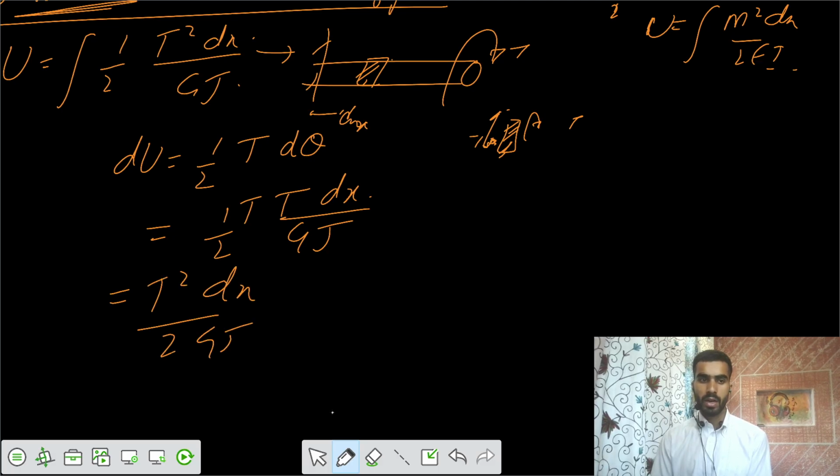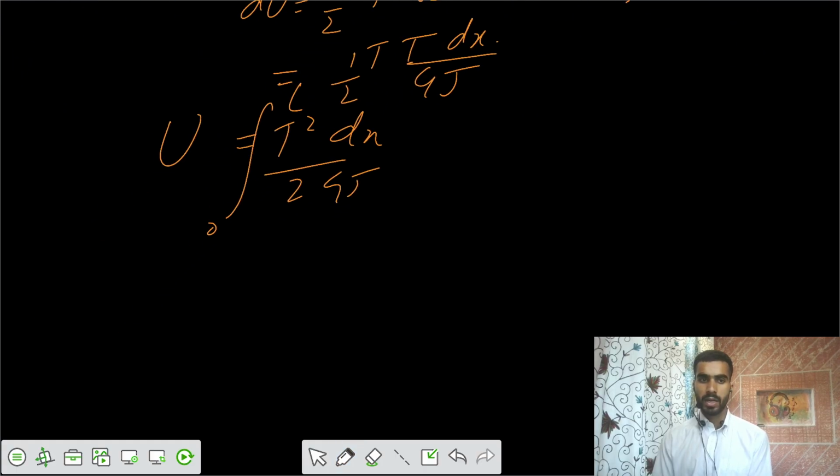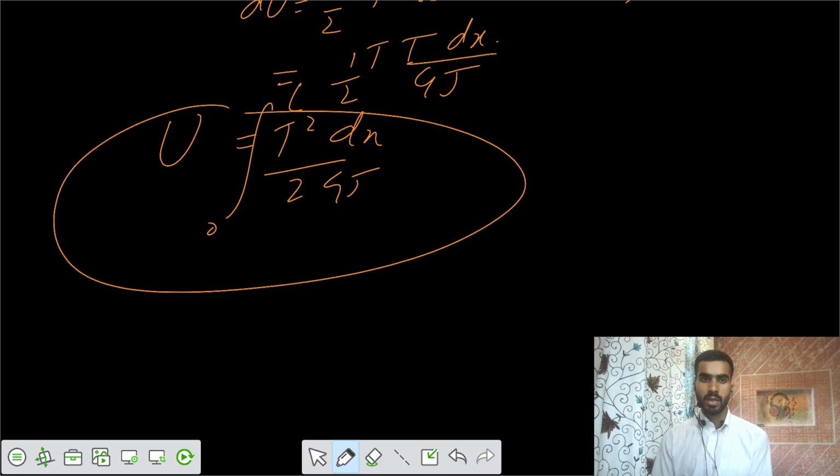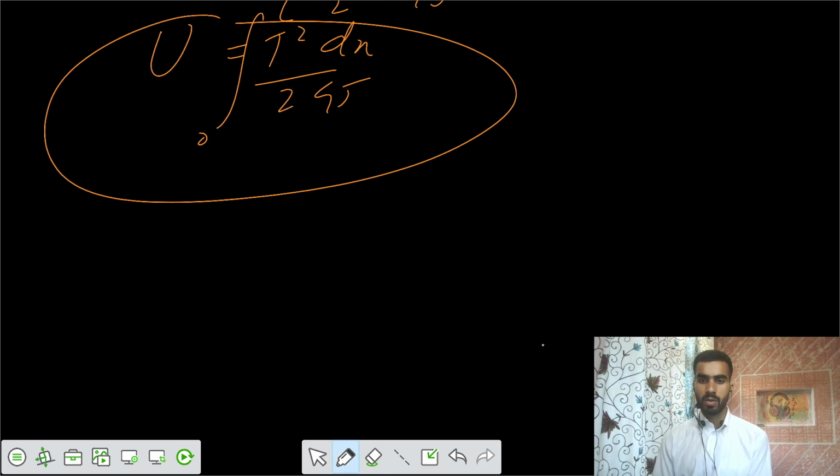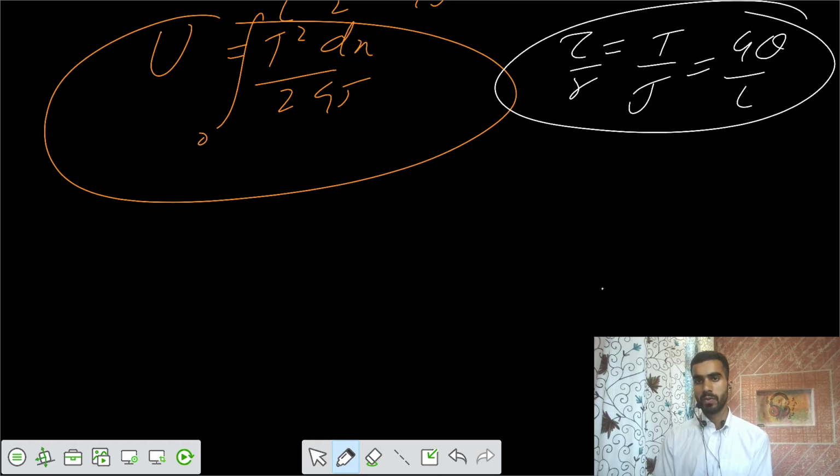And if you then integrate that total 0 to L, you get the strain energy stored because of torsion in the shaft, that equals the integral of T squared dx by 2GJ. Now we have the torsion formula: T by J equals tau by R equals G theta by L. We have this equation.